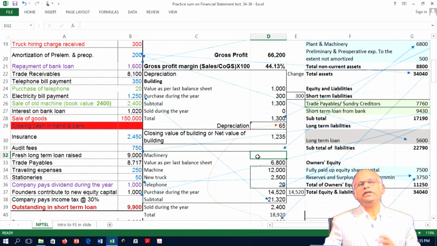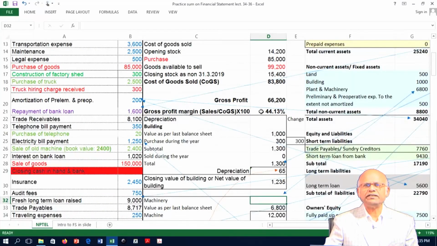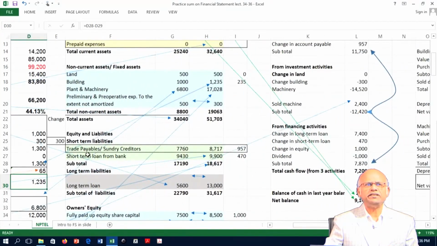Post depreciation, we get the net value of a particular asset. Suppose you have a building asset, and you allow depreciation during the year. Whatever you get, that is the net asset that goes to the balance sheet. So, while you prepare depreciation and net amount of the asset, you keep on populating the respective cells of the balance sheet. For building, our depreciation was 65. So, we deducted 65 out of 1300 and received 1235. We populated that in the balance sheet here.